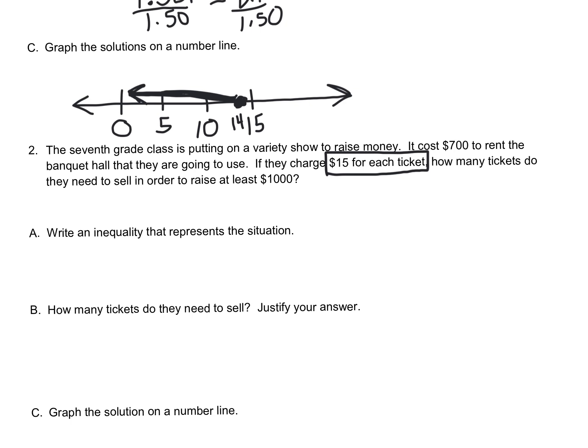Okay, so how many tickets? It even says right there, right? That means that T is going to be my variable. So we're going to let T equal number of tickets.